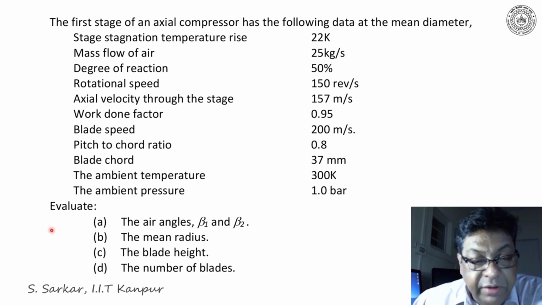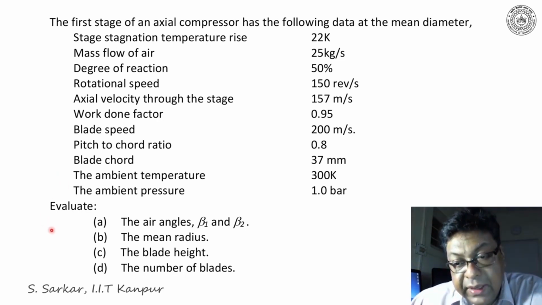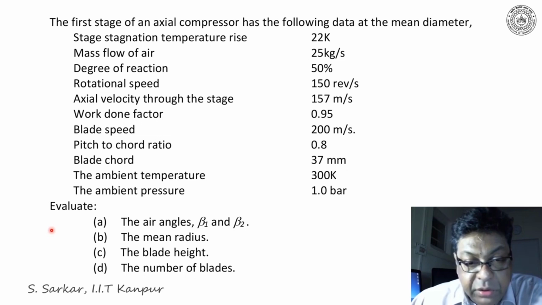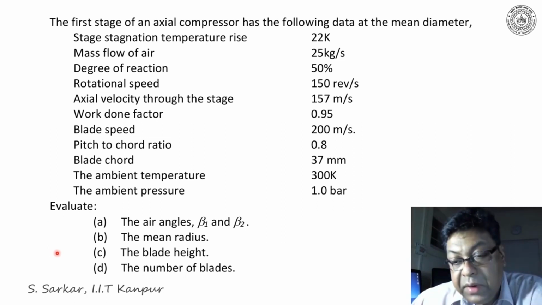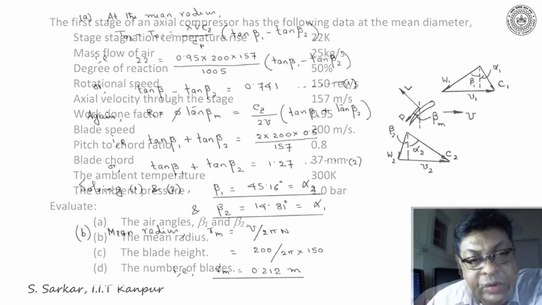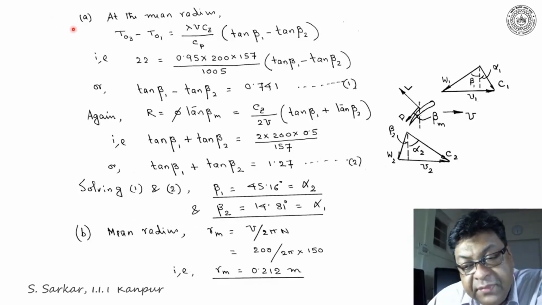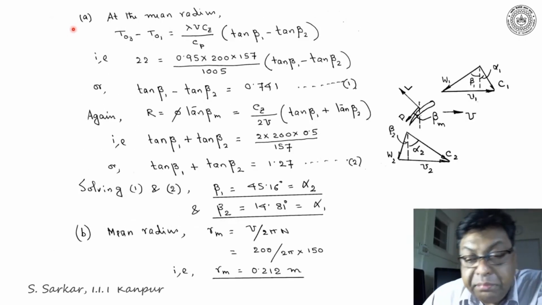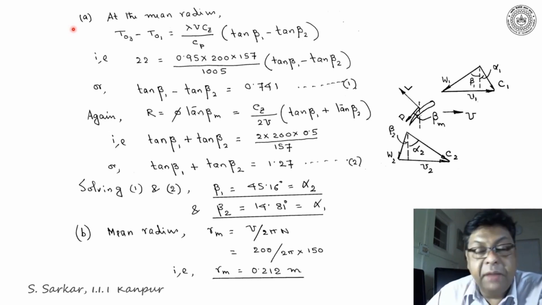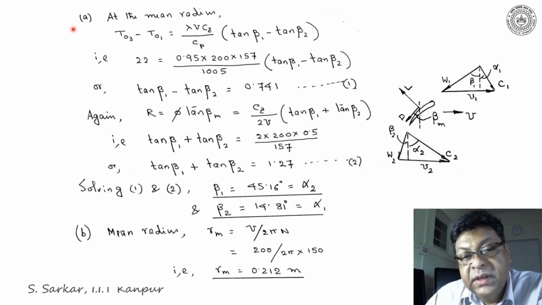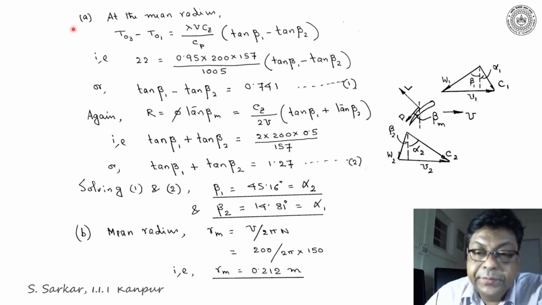We need to evaluate the air angles, that is beta 1 and beta 2, the mean radius, the blade height, and the number of blades required. Let me solve the problem. The data are given at the mean radius, that is, I have been asked to perform pitch line analysis.